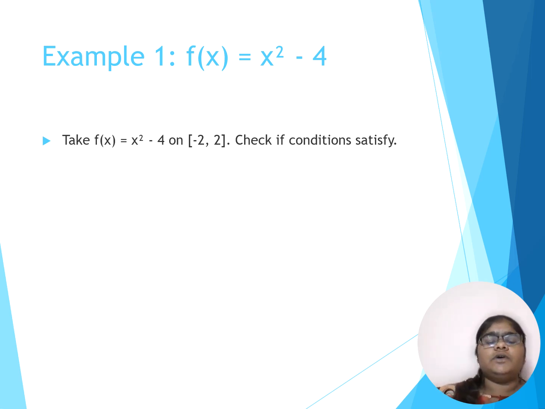Now let's start our problems. There are two examples I have given. Example 1 is f(x) equals x squared minus 4. The given function is an algebraic function, because the function only contains variables. Every algebraic and transcendental function is continuous on the closed interval [a, b] and differentiable on the open interval (a, b). The given interval is the closed interval [-2, 2]. Now check the conditions.